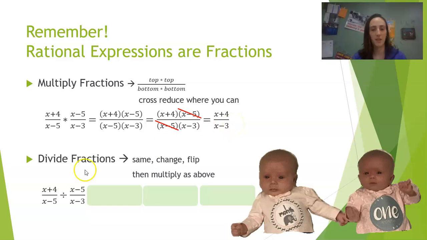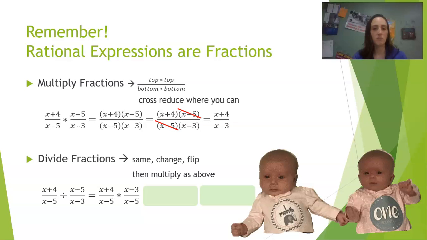When I divide fractions, I do the same change flip, and then I multiply the same as I did above. So if I have the same two rational expressions, but now I'm dividing, I'm going to do my same change flip, which means my first rational expression is going to stay the same. I do nothing to that. I change my division sign to multiplication, and then I flip this. So what was in the denominator becomes the numerator, and what was in the numerator is going to become the denominator. So it's going to look like this.